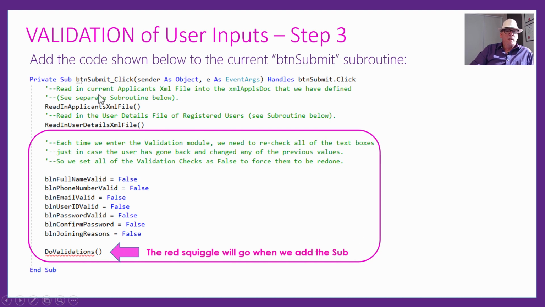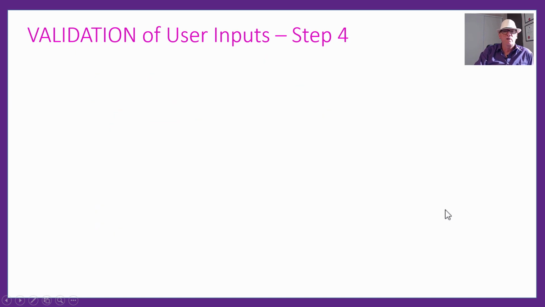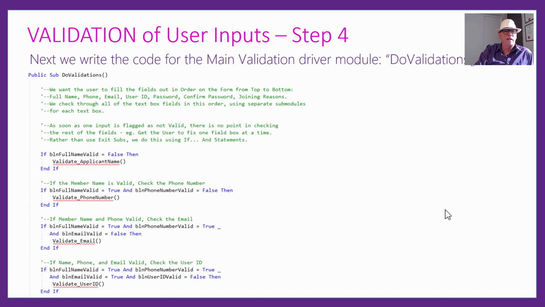On that button submit, we've got reading in our applicants, reading in our user details for the XML docs. Now this is where the next bit comes in. We set all the fields, assuming everything's wrong on the form, because even if something was wrong and they've changed it, maybe they went back and changed the email address as well for some reason, decided, oh yeah, I'll also use this different email address. So we go back and check every field every time. So we set them to false every time that submit button's clicked. And we have a main subroutine here called do validations. So next we write that subroutine.